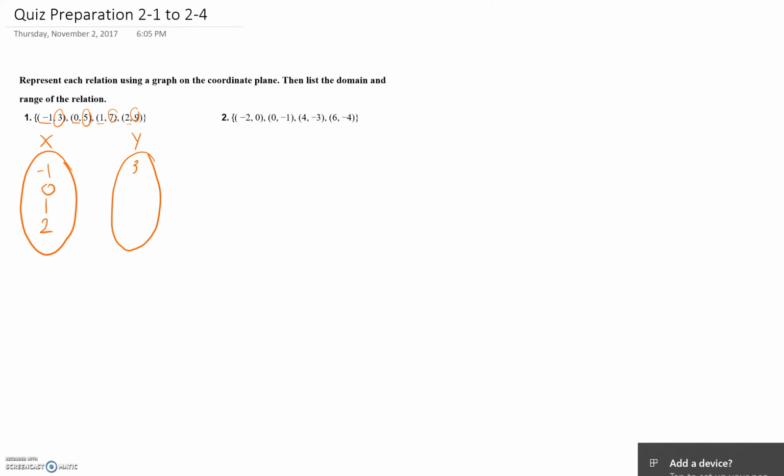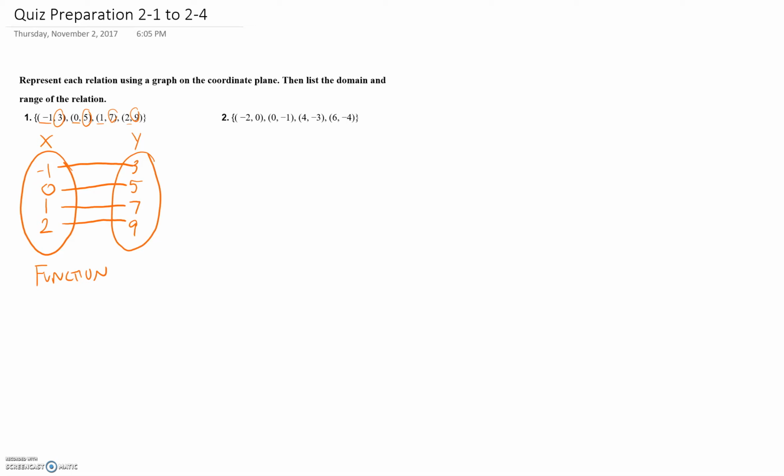This one's going to be straight up, and nothing will cross here, but when we take a look, -1 to 3, 0 to 5 is paired, 1 to 7 is paired, and 2 to 9 are paired. So in this case, every x value has one y value associated with it. So just according to the mapping, this is a function.